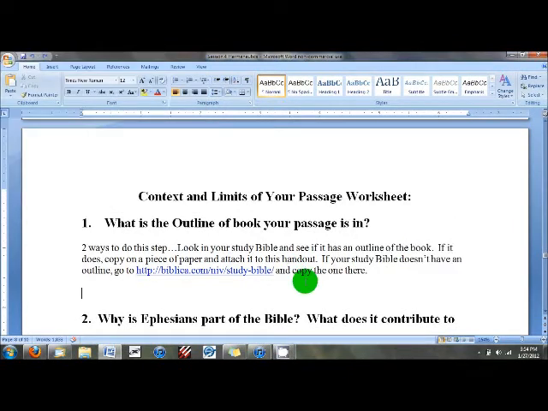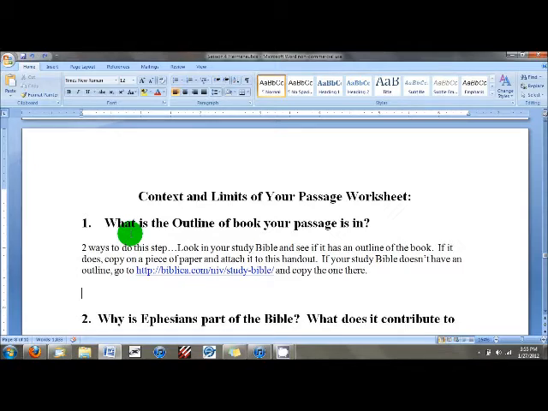Alright, we're going to learn now how to find the answers to this week's handout, which is about finding the context and the limits of your passage. So the first question we're going to look for is, what is the outline of the book your passage is in? Now, in order to do this, if your book is Matthew, I want you to find an outline on the book of Matthew. If it's Acts, I want you to find an outline in the book of Acts.